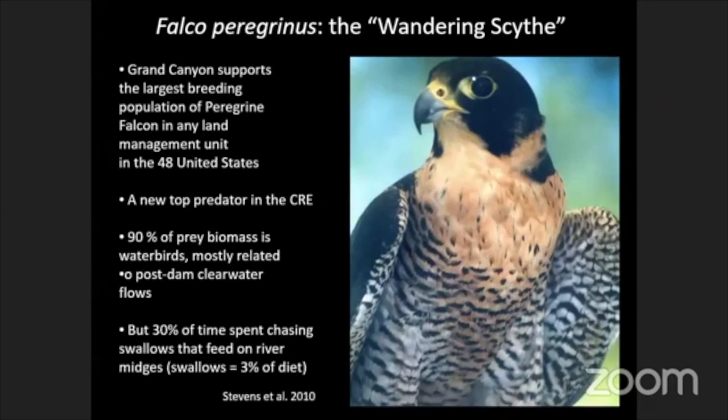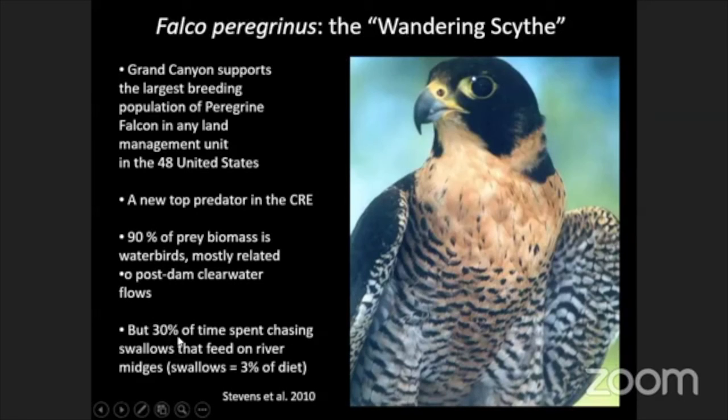Guess what? Peregrine falcons are called duck hawks, and we now have the largest breeding population of peregrine falcons of any land unit in the 48 states in Grand Canyon. This is another new top predator in the Colorado River ecosystem, formerly endangered. 90% of their biomass are waterbirds, mostly waterfowl, and the waterfowl are there because of clear water flows.